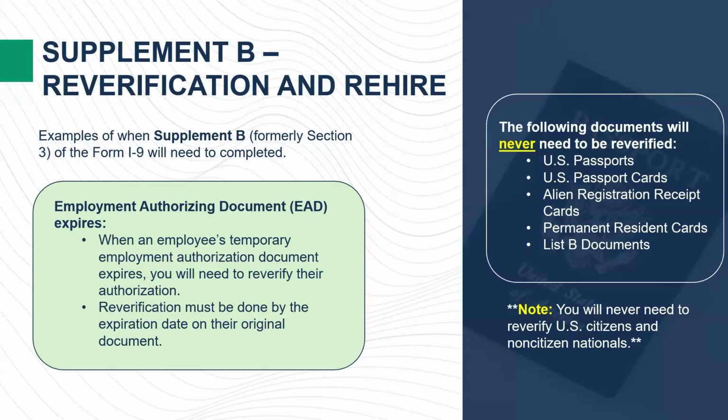Now, the following documents will never need to be re-verified. These are U.S. passports or U.S. passport card, alien registration receipt, permanent resident cards, or any of the List B documents. That's going to include like your driver's license or military ID. Okay. You should not ever have to re-verify U.S. citizens and non-citizen nationals. So if they check box 1 or 2 on the front part of that I-9, they shouldn't ever need to be re-verified.